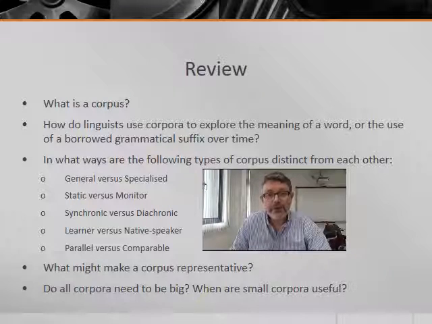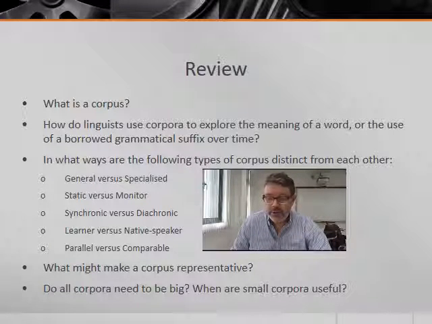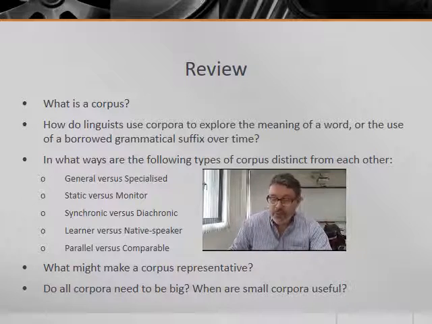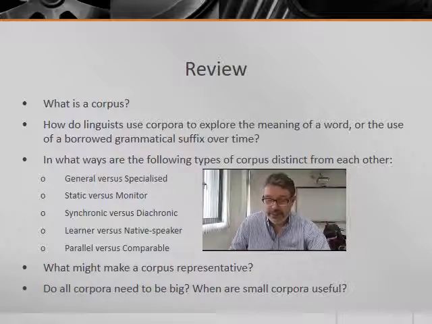We've covered a lot of ground in this session. By now, if someone were to approach you, let's say in the street, and ask you, you should be able to answer the following questions. What is a corpus? How do linguists use corpora to explore the meanings of a word, or let's say the uses of a borrowed grammatical suffix over time? In what ways are the following types of corpus distinct from each other? A general versus a specialized corpus? A static versus a monitor corpus? Synchronic versus diachronic corpora? A learner versus a native speaker corpus? And parallel versus comparable corpora?